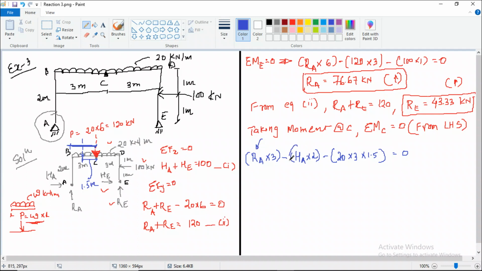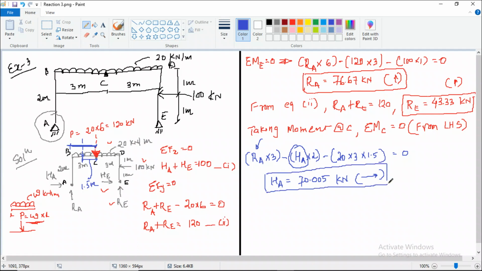Only unknown remains will be HA. So calculate the value of HA, which comes out to be 70.005 kilonewton, and this comes out as positive, so our assumed direction is correct. So we got the value of HA here.